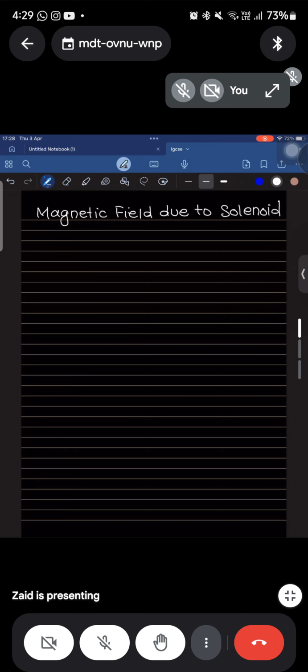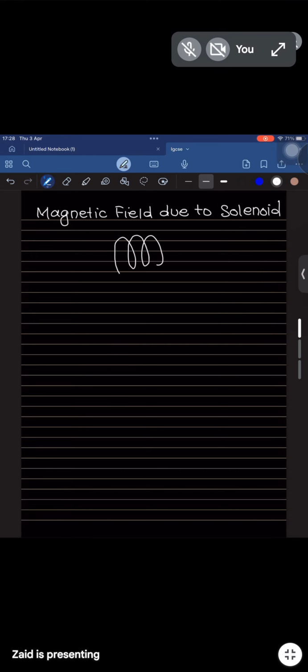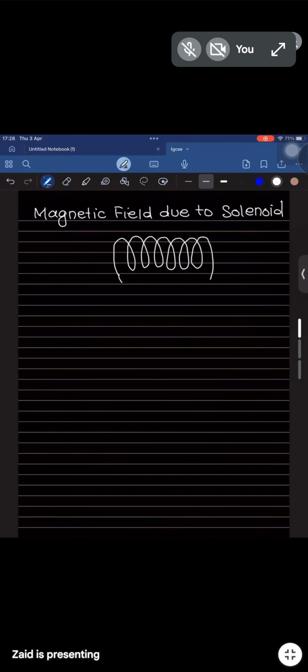But you don't need to memorize anything anyways. Okay, what is a solenoid basically? A solenoid is an arrangement of coils wrapped around together. Okay, this is a solenoid. Simple, there is nothing hard and fast with the solenoid.